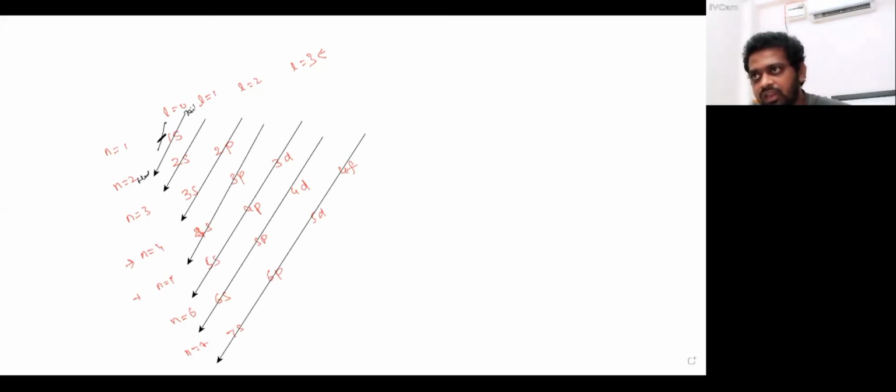You should move from tail to head. After reaching the head, again you should move to the next tail. Like that you should move.